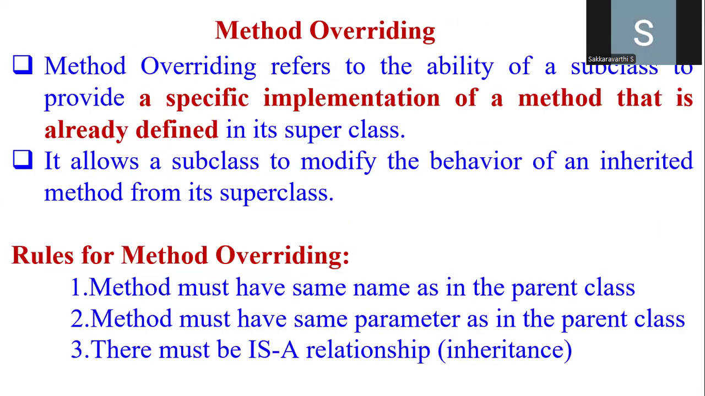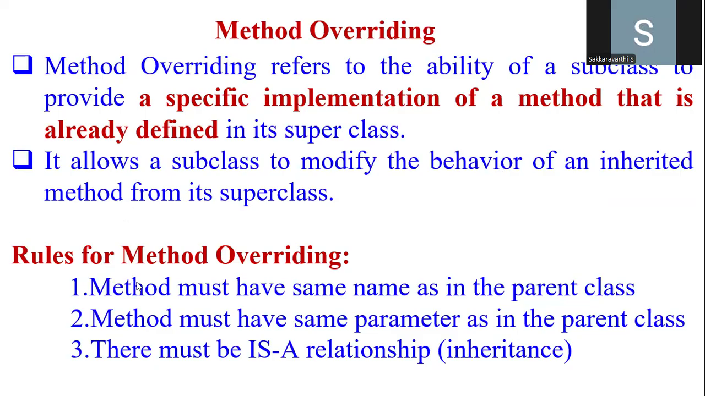And the next concept is method overriding. Method overriding refers to the ability of a subclass to provide a specific implementation of a method that is already defined in its superclass. In order to perform method overriding, we need two classes and there must be an inheritance relationship, that is, an IS-A relationship. It allows the subclass to modify the behavior of an inherited method from its superclass.